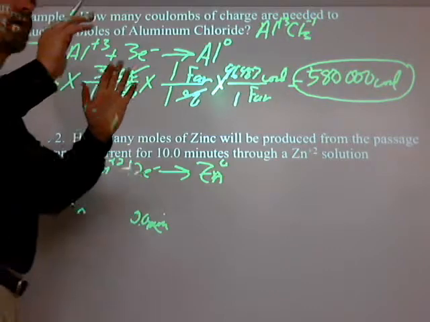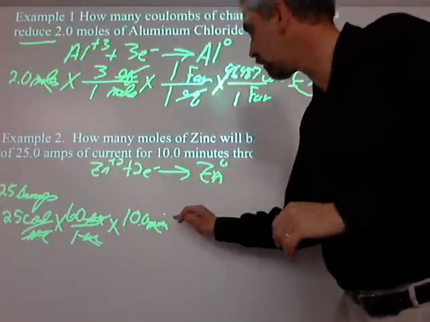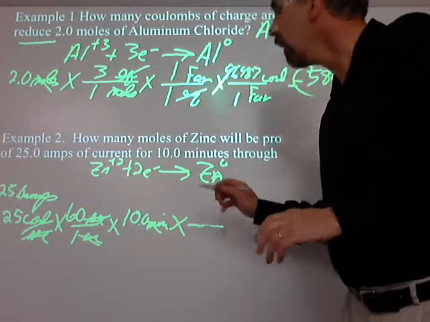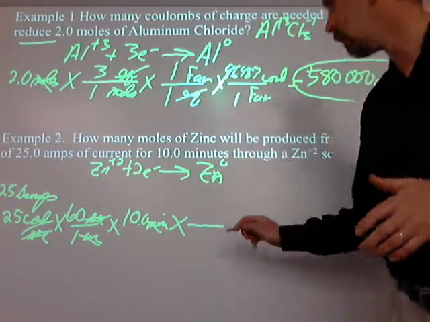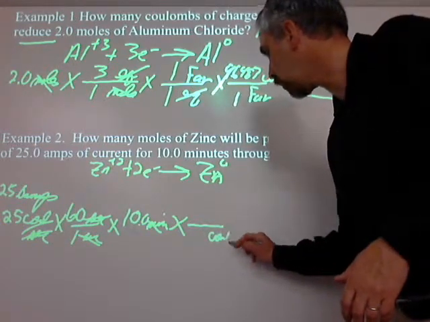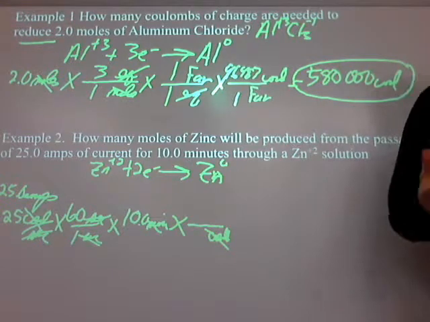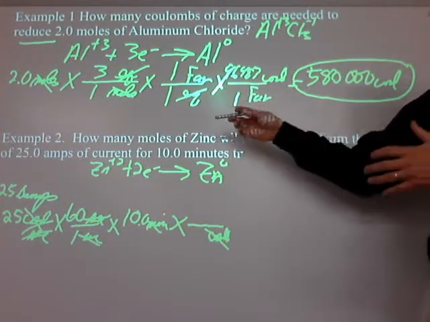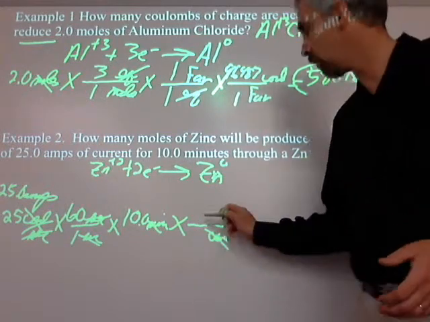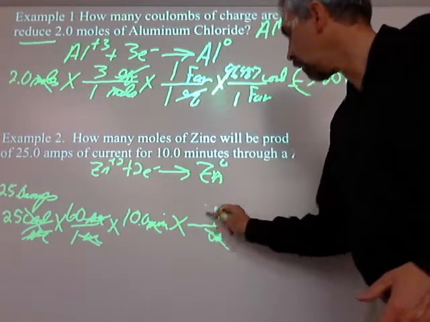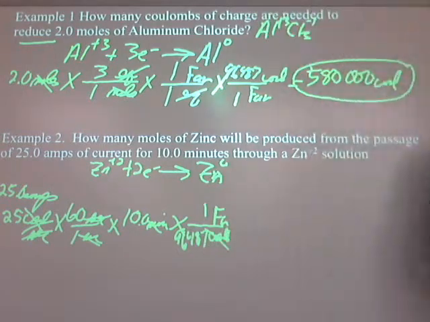Let me ask you this, because it's often confusing. One of the beauties of doing this as a conversion factor is that even if you're confused, you know what units have to go on the bottom here. What has to go on the bottom? Coulombs, because it's on the top up here. I'm trying to get to a chemistry unit from a physics unit. I want to go to Faraday's. 1 Faraday contains 96,487 coulombs.